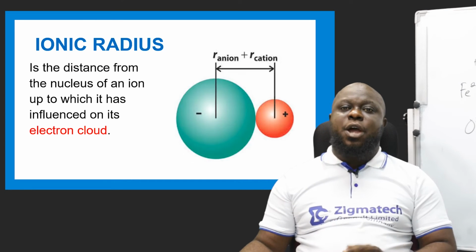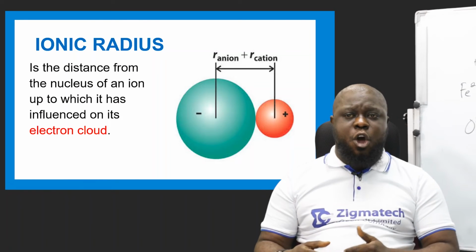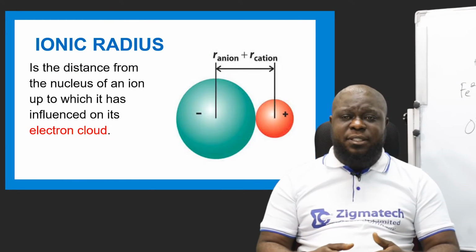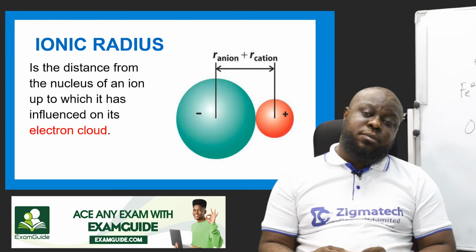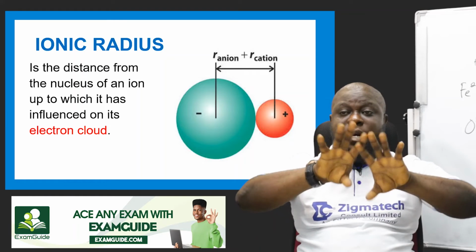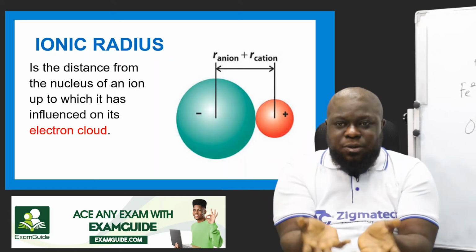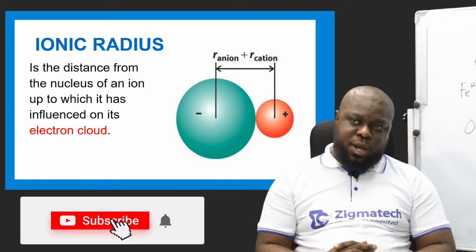Now, the ionic radius is the distance from the nucleus of an ion up to which it has influence on its electron cloud. You know what an electron cloud is? When the electrons surround the nucleus of an atom, it's called an electron cloud. I've told you that before.